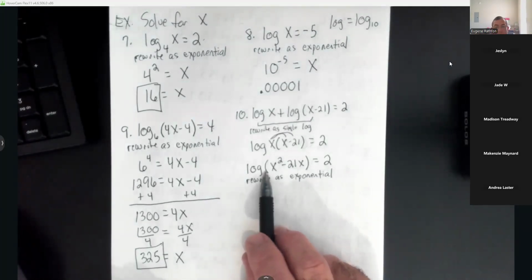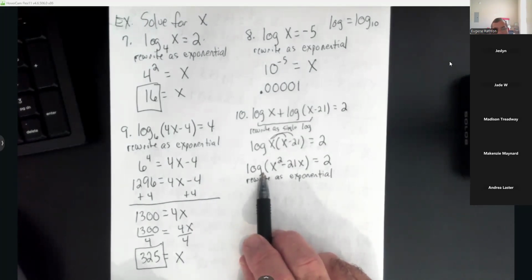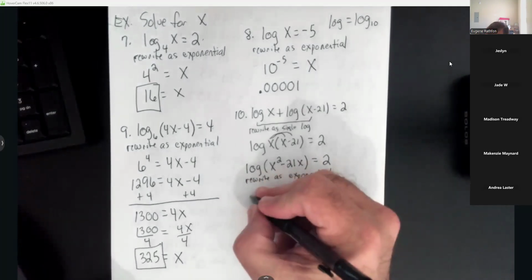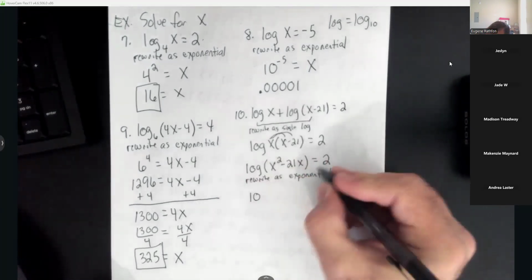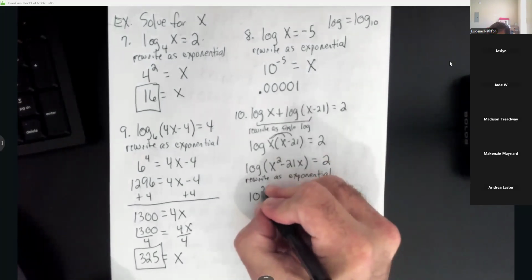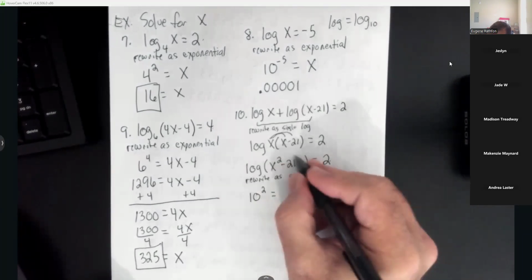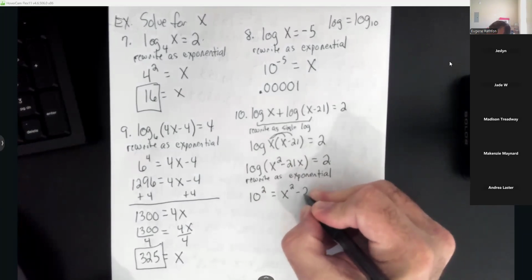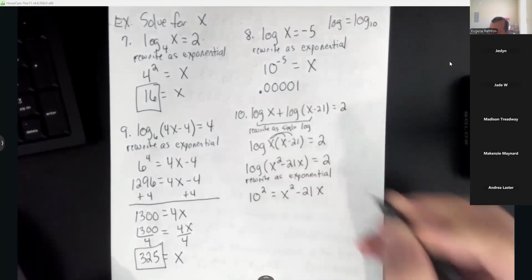All right. Once again, there's not a base by the logarithm. So what is my base? Good job. It is a 10. So I got a 10 raised to the second power. That's going to equal this result of an x squared minus 21x.